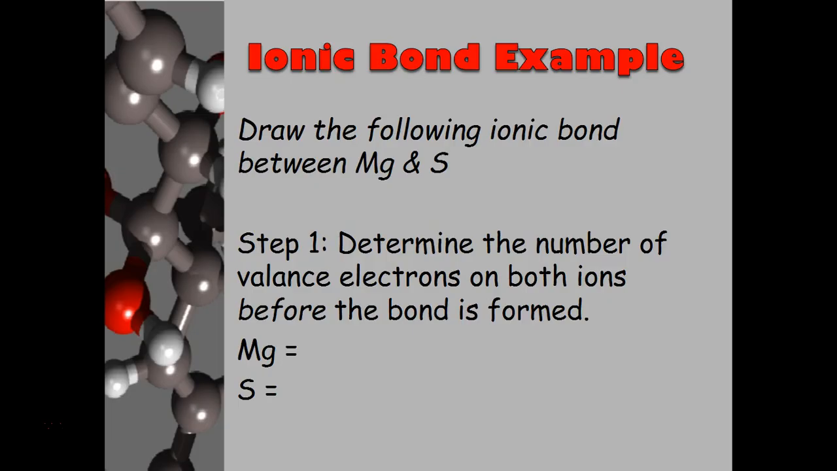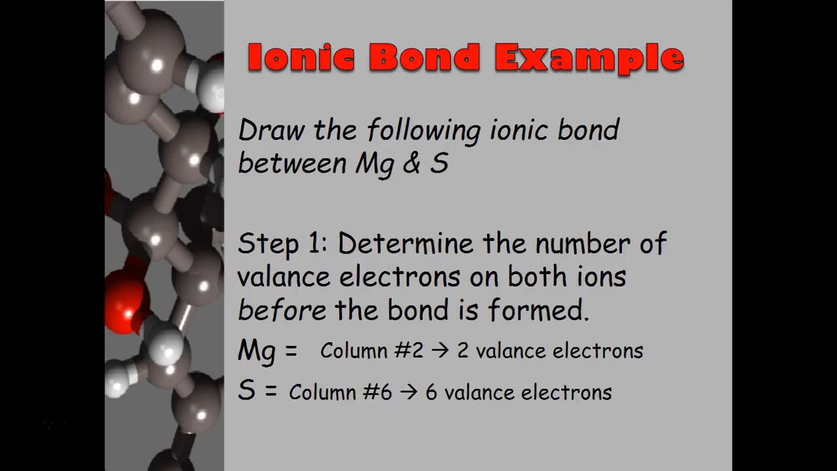So in this case, if I take a look at magnesium, I find it on my periodic table. I'm going to find that it's in column 2. Remember that column number tells me how many valence electrons I'm dealing with. So magnesium has 2 valence electrons. Find sulfur, it's going to be in column 6, so 6 valence electrons.